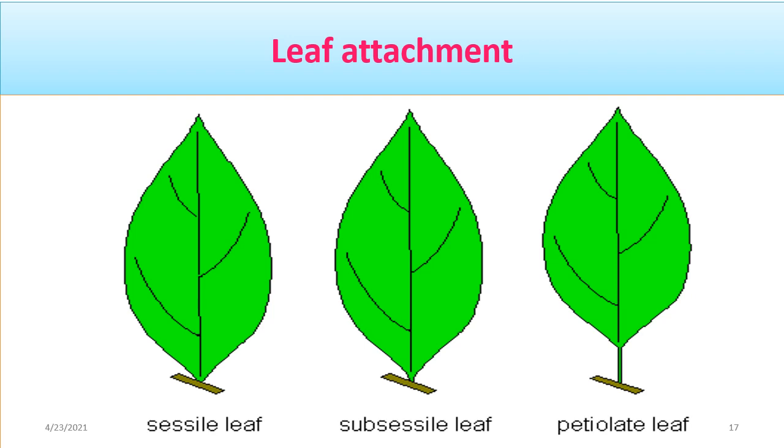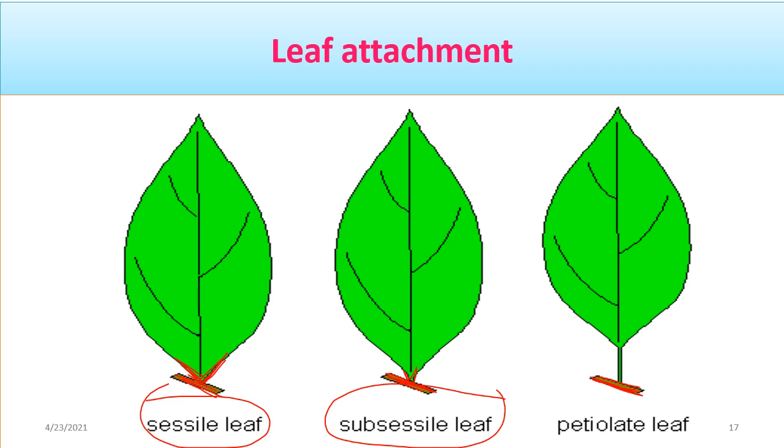Leaf attachments can be seen in this slide. Here you see the axis of attachment of the leaf, and in the first figure, the leaf is directly attached to the axis, so there is no stalk. This kind of leaf is called a sessile leaf. In this case, very little attachment is there. It is not even distinct. It somewhat gives the feeling that it is there or it is not there, and this kind of leaf is called a subsessile leaf.